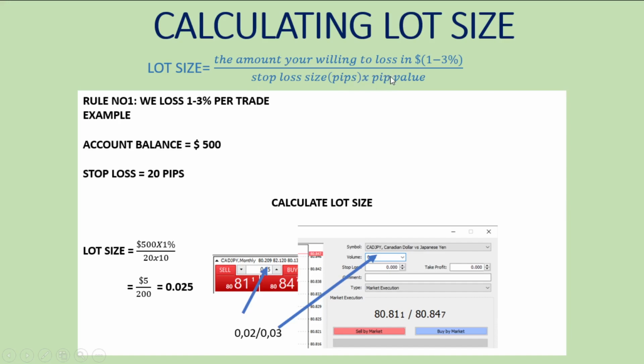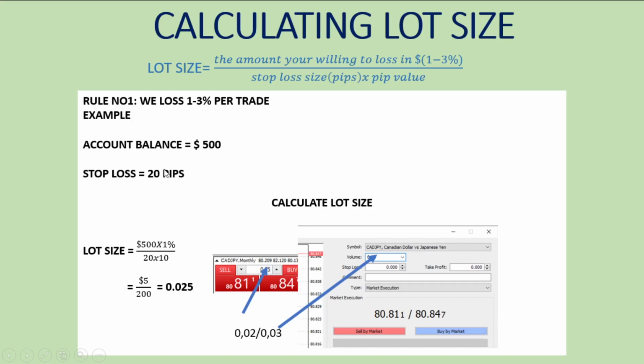Okay, let's make an example here. Let's say your account balance is $500 and your stop loss, you want to get out of the market after 20 pips if the market goes against your analysis. Just after 20 pips, you want to go out. So what will you do here? Your lot size will be 500 times 1%. That will be $5.